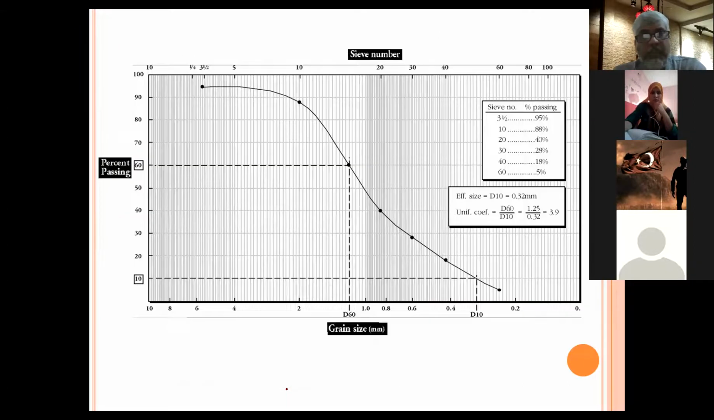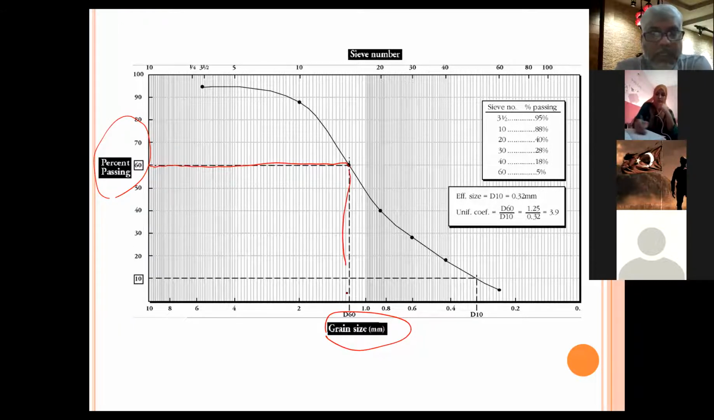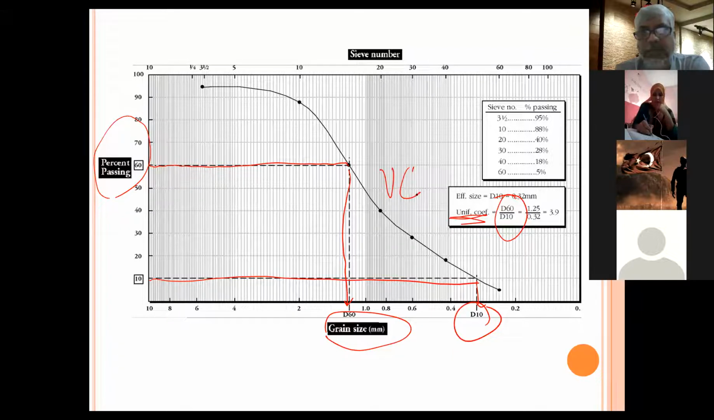Using the sieve analysis, which I mentioned earlier, if you have the percentage passing and the grain size diameter, 60% by weight are passing which have this diameter, or 10% by weight are passing which have this diameter. So you can find D10 and D60, and the ratio of these two is called the uniformity coefficient, or UC. Sometimes U, sometimes UC.